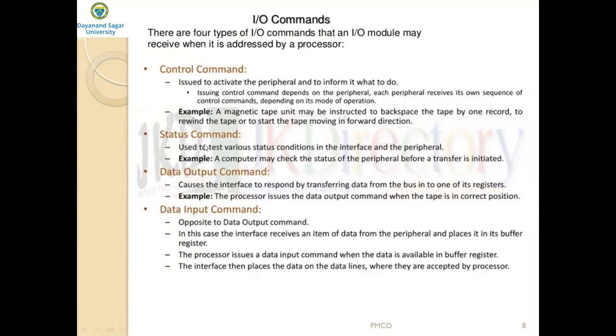Another I/O command is the status command. The status command is used to test various status conditions in the interface and the peripheral. One example is that a computer may check the status of the peripheral device before a transfer is initiated. Suppose it is communicating with the keyboard, it can issue the status command to check whether the device is ready to accept the input from the keyboard or not.